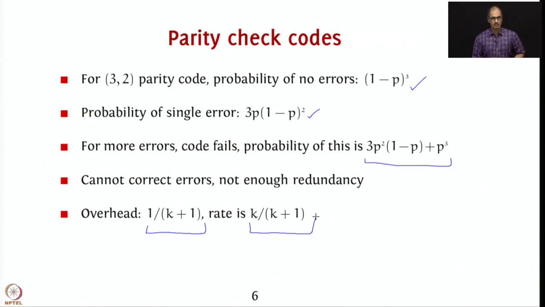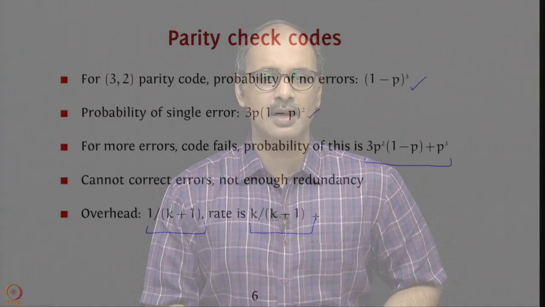In the next class, we will be discussing another family of simple error control codes, block codes, that can be used to correct errors as well. You can of course detect some errors and also correct them, meaning that you can actually get back the information bits despite the coded bits being flipped.